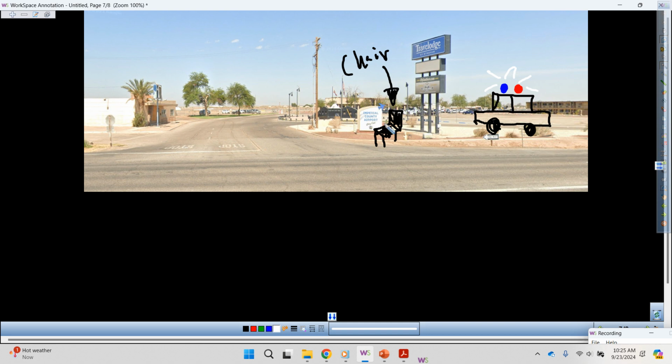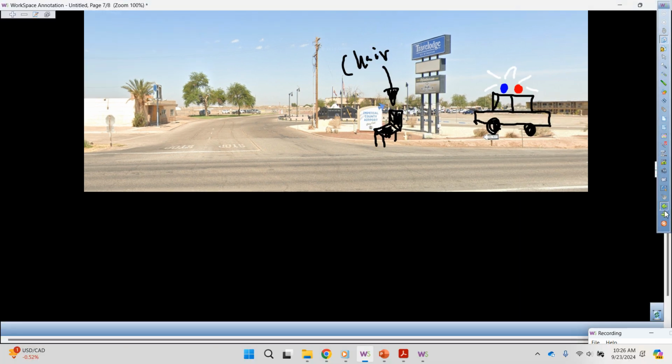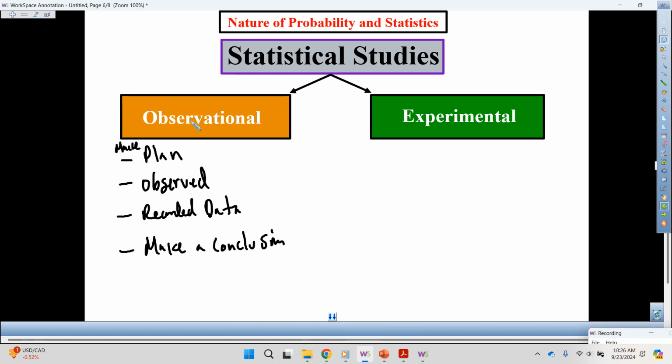So I made my plan. The plan was to sit there, get them to help me. I'm going to sit there, and I have my notes, and I started observing, recording, come up with a conclusion. All right? So we said for observational, I made a plan, I observed, recorded data, made a conclusion.